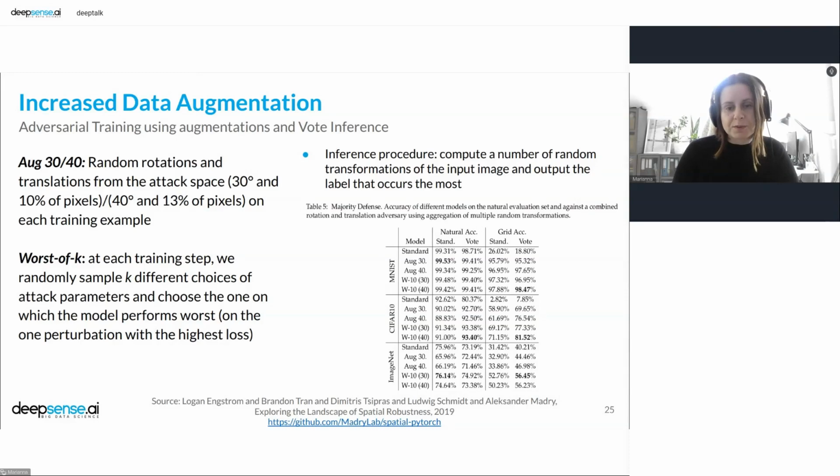Networks trained with the proposed procedure and evaluated with standard and vote inference were tested on the dataset altered with random perturbations and worst perturbations found with the grid search. And the worst-of-10 augmentation procedure performs well on these perturbed images, the worst perturbed images.